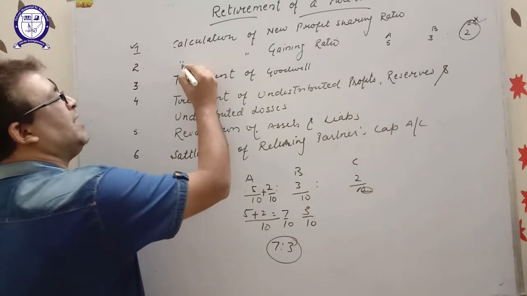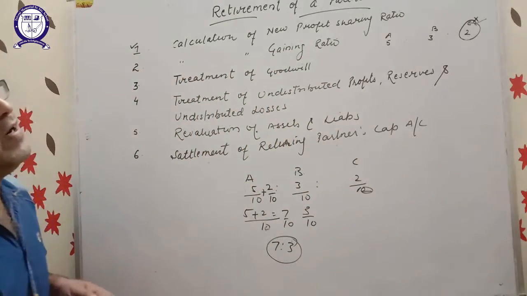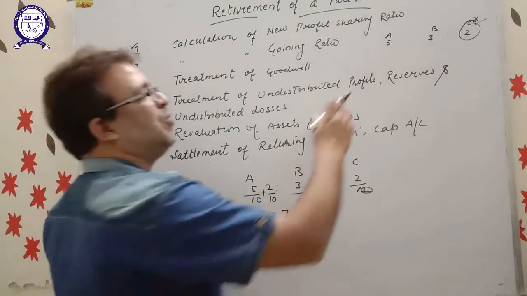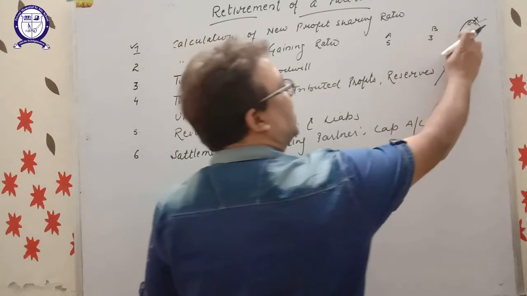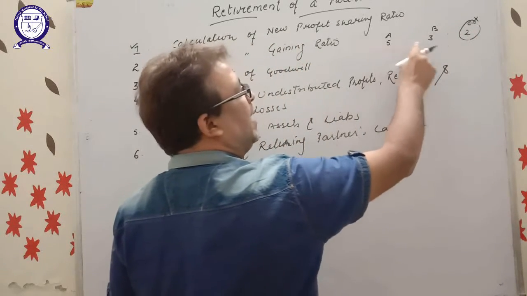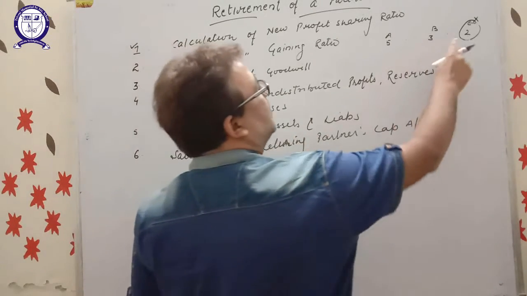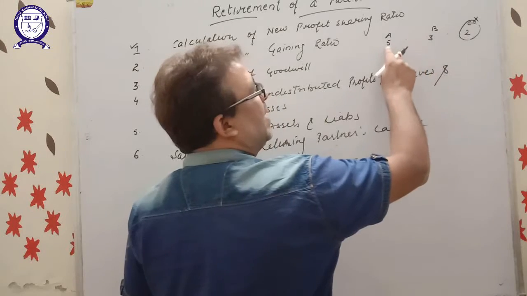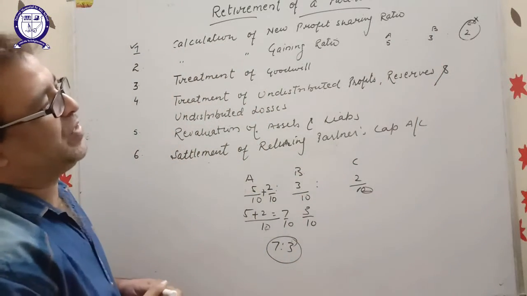Now the second point is calculation of gaining ratio. First of all, what is gaining ratio? Suppose there are three partners A, B and C. C is retiring from the firm and his share is taken up by A and B. The ratio in which C's share is taken up by A and B is known as gaining ratio.